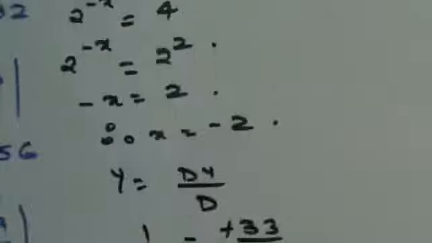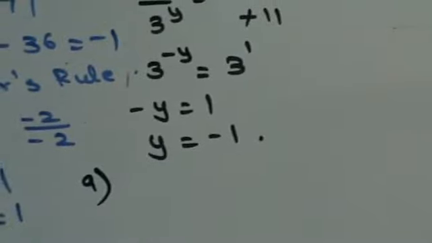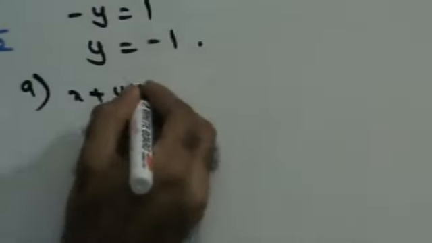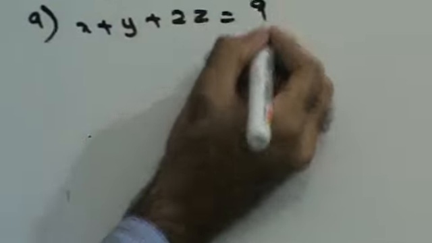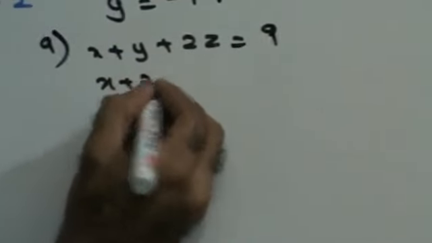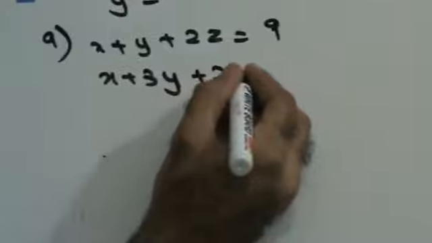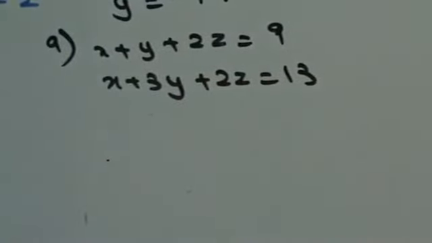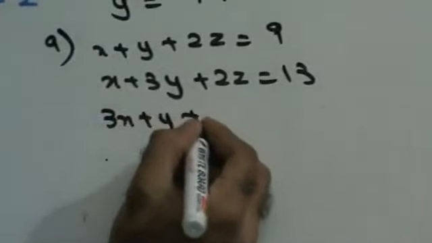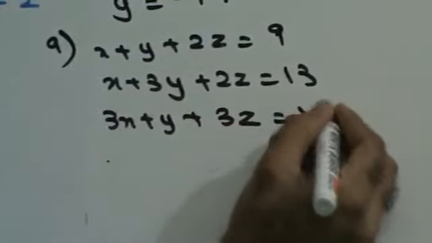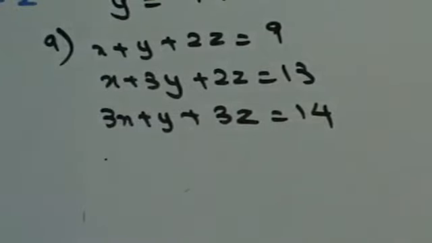Now I could do the same thing with 3 variables also. I could use Cramer's rule with 3 variables also. I could say that x plus y plus 2z is 9. x plus 3y plus 2z is 13. 3x plus y plus 3z is 14. Now, if you had a sum like this, you could solve this again using Cramer's rule. First thing that you need to do is find out D. How would I find out D?